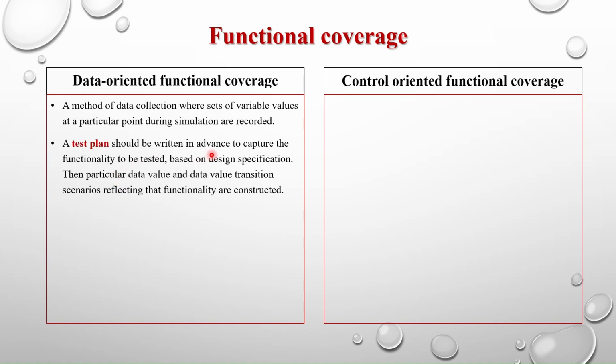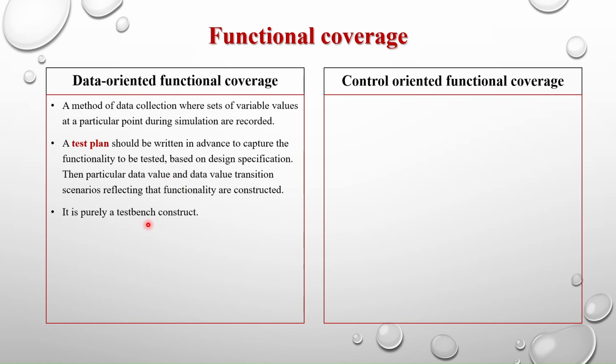And a test plan should be written in advance to capture the functionality to be tested based on the design specification. Then particular data value and data value transition scenarios reflecting that functionality are constructed. So we have discussed this. We need the test plan first, because in the test plan we will include all the tests. Based on the tests only, the coverage will be decided, right? So we have to write the test plan in advance to capture the functionality to be tested. So based on that we can check whether this data or a particular pattern of data has been covered or not.